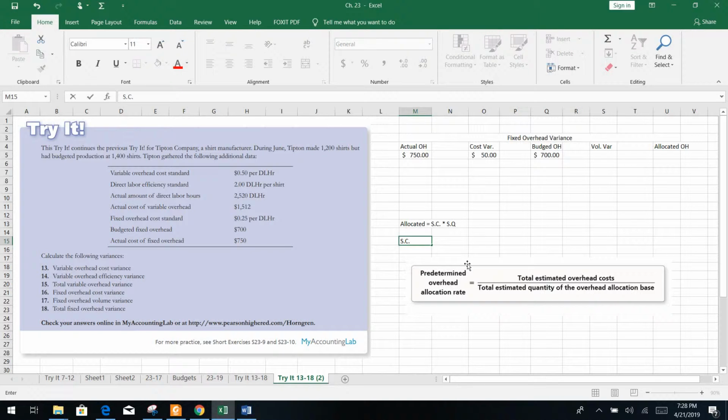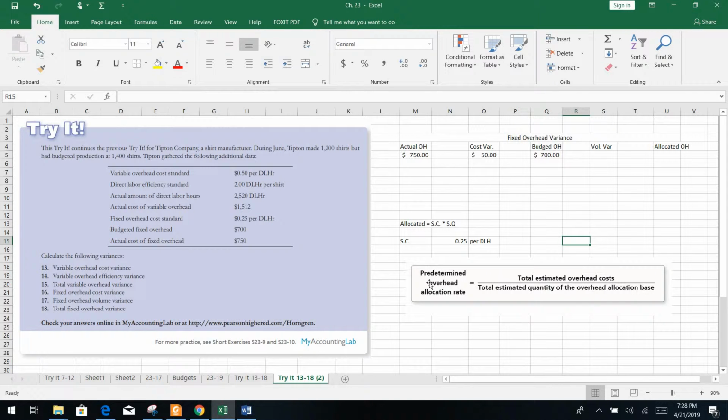Well, ordinarily we would have to calculate this. On the test we have to calculate this, and in class he told us we're going to have to calculate this. But in this problem they gave it to us. So we'll just use what's given to us in the problem, but I'll tell you how to calculate it if we did have to calculate it. So SC is equal to 0.25 per direct labor hour.